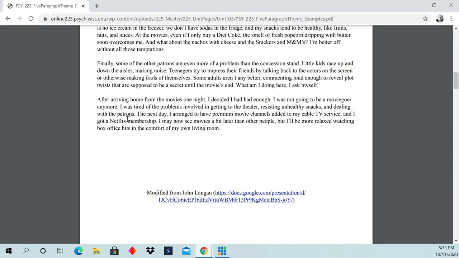And then we get to the conclusion. "After arriving home from the movies one night, I decided I had had enough. I was not going to be a moviegoer anymore. I was tired of the problems involved in getting to the theater, resisting unhealthy snacks, and dealing with the patrons." Do you see the restatement of the main points in the thesis there?